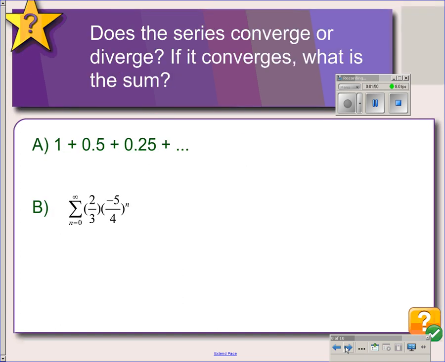So let's get some examples. Example A here. This is an infinite series because it does not have a last term. It has the ellipses. So then we have to decide if it converges or not. If it does not converge, then it diverges. So to determine if it converges, we calculate the common ratio. The common ratio is the second term divided by the first term, which should be the third term divided by the second term. And in this case, r is 0.5. Since 0.5 is less than 1, this series will converge.